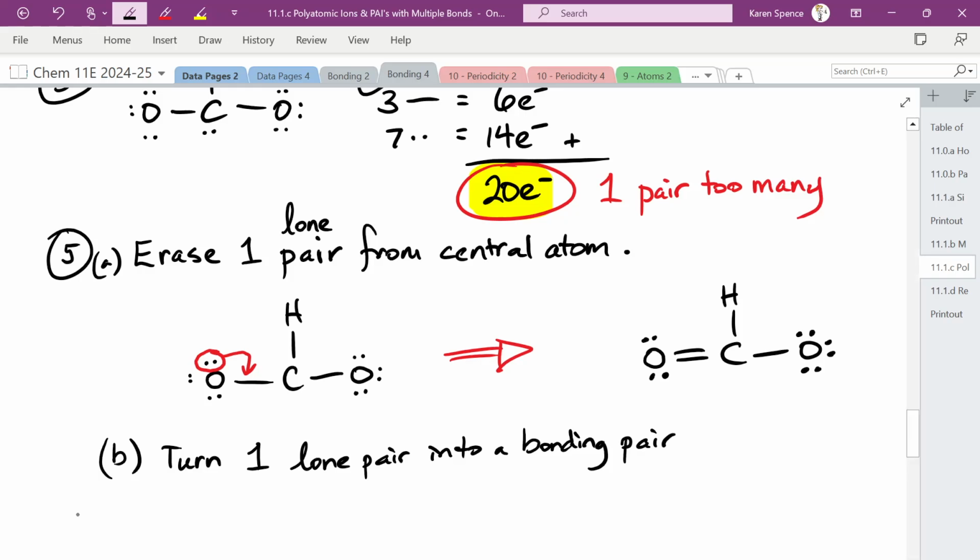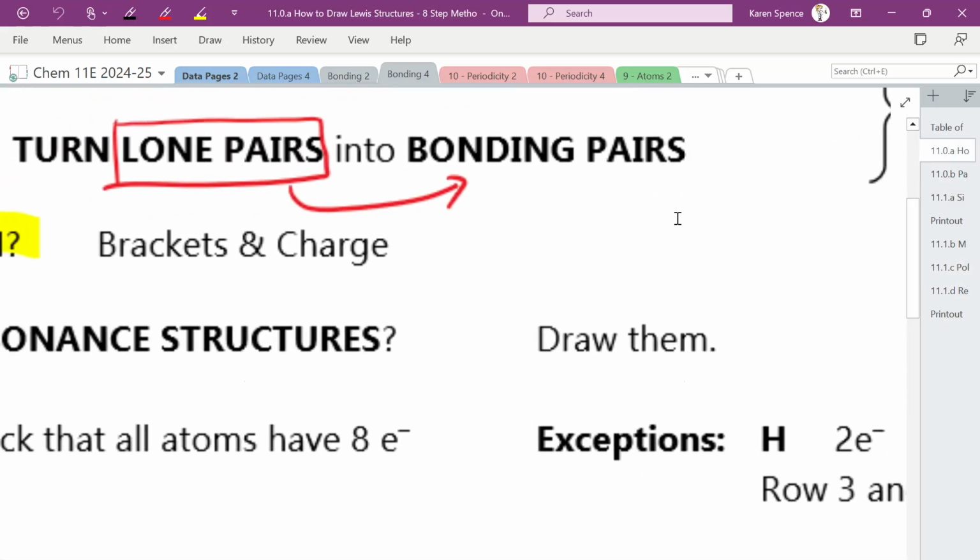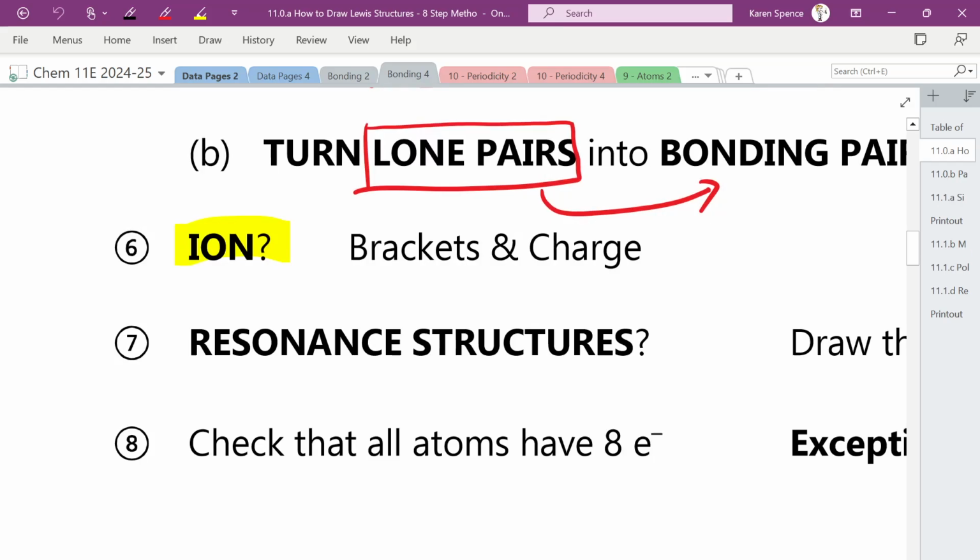And then remember, what is step 6? Is it an ion? Yes, it is. What do we need to add? Brackets. And the charge. And while we're at it, this is all we would really need to know for this. We're going to talk more about things next day, but let's go check through our list on our orange sheet, because after step 6, it asks, are there resonance structures?